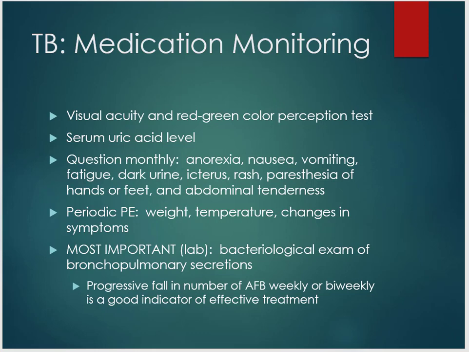Prior to starting TB medicines, it's important to do some monitoring. Several of these medicines can impact visual acuity and change perception of red and green colors, so doing those tests is important. It can also impact the uric acid levels that we monitor for gout, so having a baseline uric acid level is important.